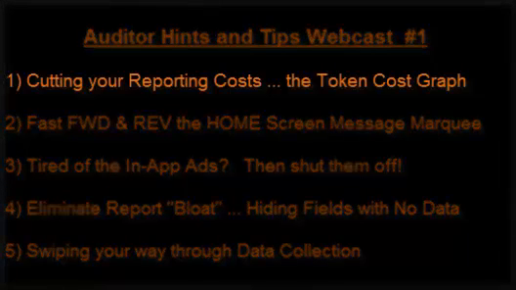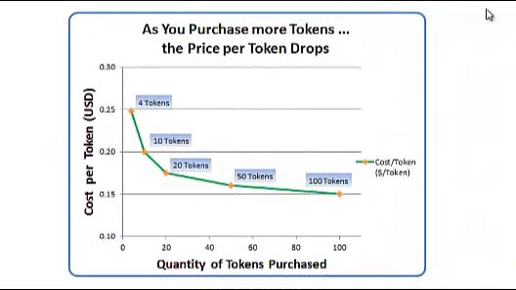Okay, on to item 1, how to cut your report costs. This figure that you see is a plot of the cost per token for any of the Auditor series apps. As you can see, and this is in US dollars, if you buy 4 tokens, it's roughly $1, and then the price proceeds to drop very quickly on a cost per token basis as you purchase more tokens.